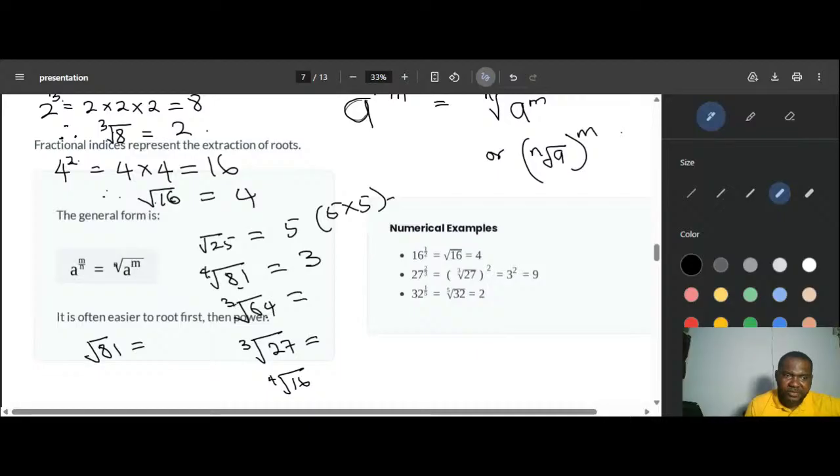Cube root of 64. Which number can multiply itself 3 times to get 64? The answer is 4. That's cube root of 64 because 4, 4, 4 will give us 64. Cube root of 27 is 3. Fourth root of 16 is 2. I think 2 can multiply itself 4 times to give 16. So the fourth root of 16 is 2.